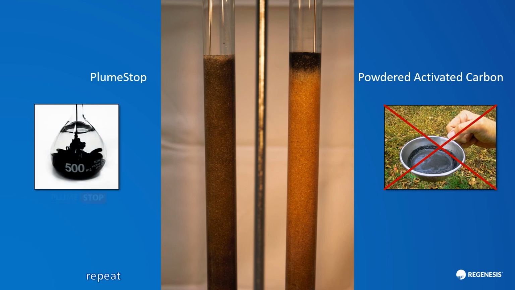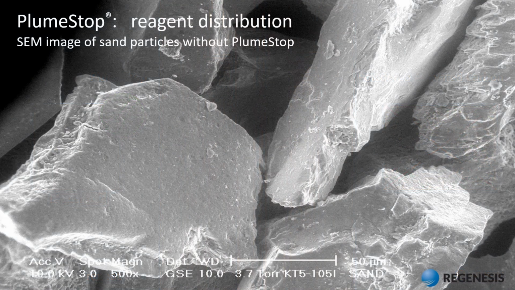So the activated carbon on the right has kind of plugged, and what we can see is a sieve with a mesh size greater than the carbon particle sizes, the carbon not going through it on the right. On the left, we can see PlumeStop and the coating it's left behind. This image is sand particles prior to application of PlumeStop. If we look at the scale bar down here, we have a scale of about 50 microns. So these sand particles are perhaps 100 microns across.